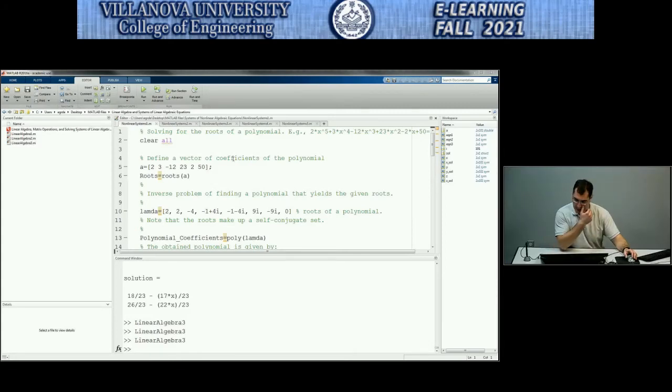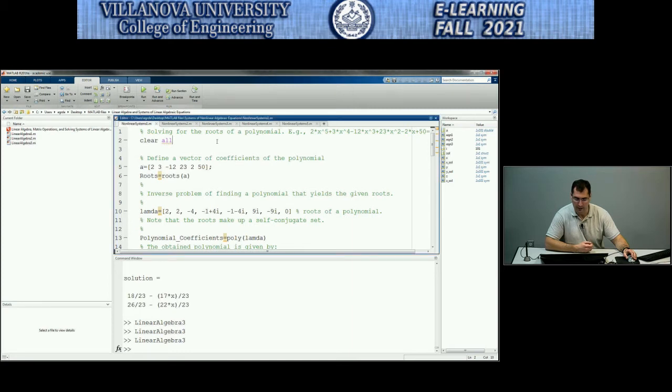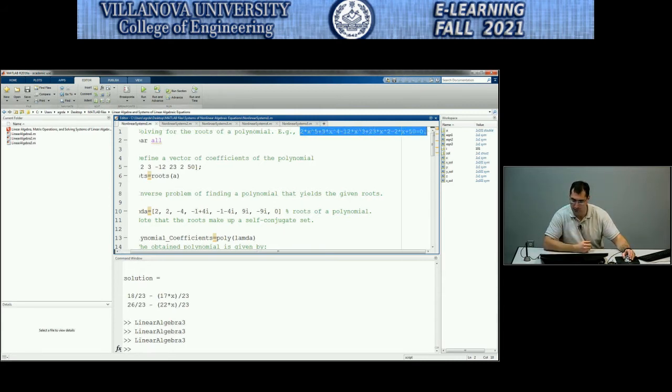Okay, so the title of this module is Solving the Systems of Nonlinear Algebraic Equations. And let me start with a very simple version of a nonlinear system, which is not really a system, it's just one polynomial equation. So how to obtain the roots of a polynomial. So I'm aiming at obtaining the roots of this fifth order polynomial.